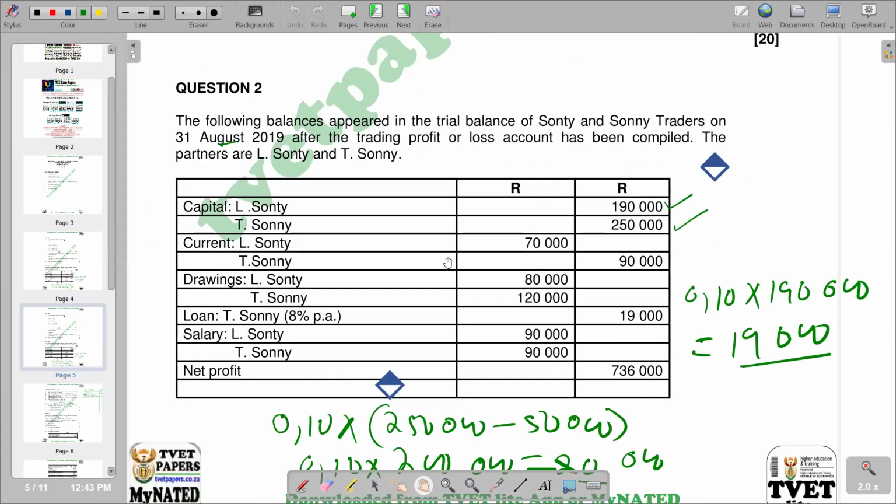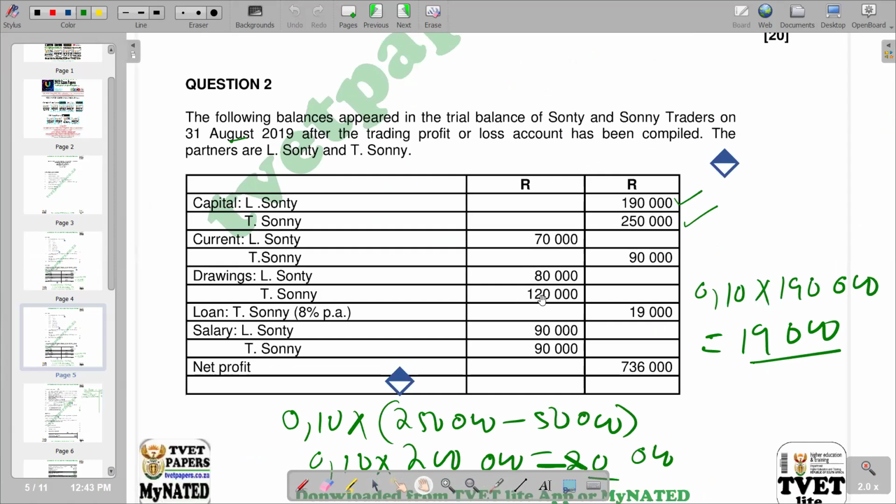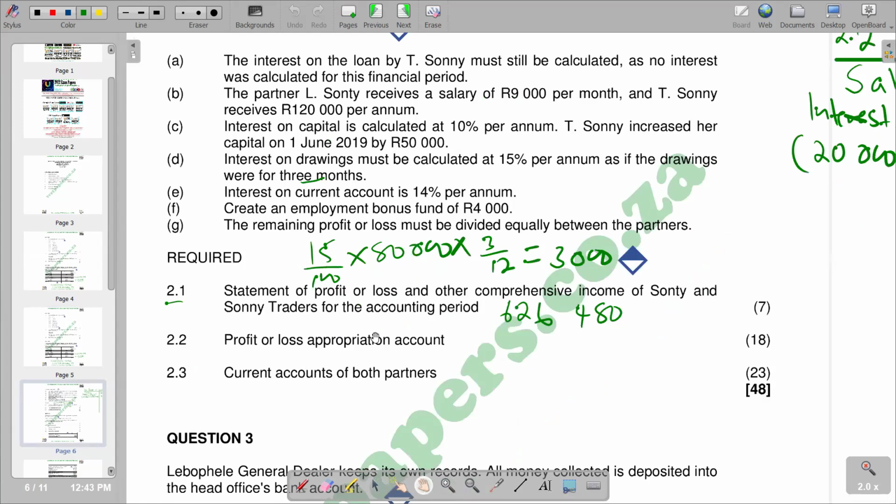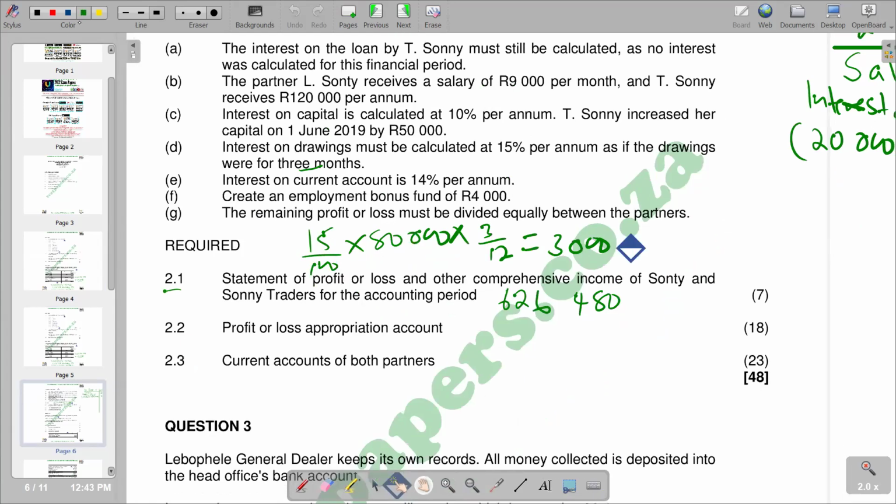So for the second partner, we see that we have got 120,000 here, so we are going to multiply by 120,000. For the second partner, we are seeing 15%, which is 15 over 100 or 0.15 as a decimal. Then we multiply by 120,000. And obviously we reduce it to 3 over 12.